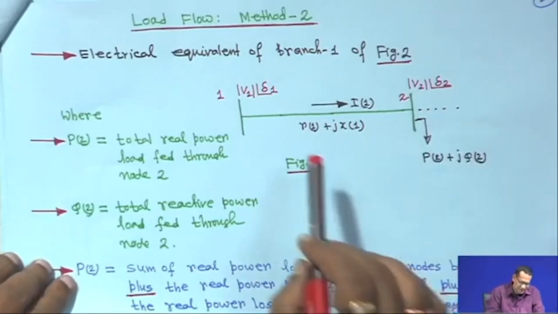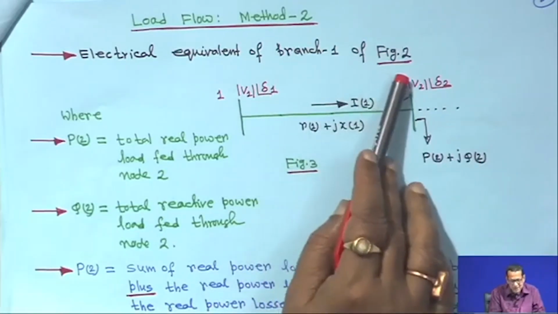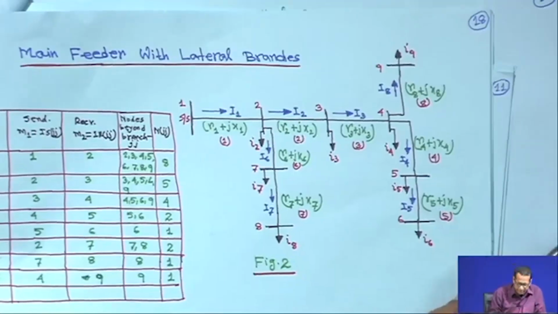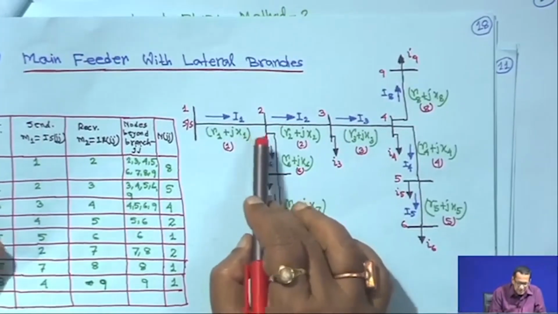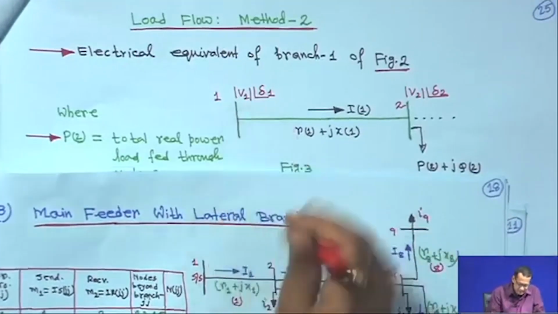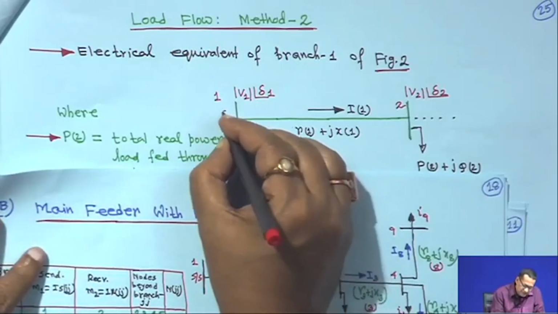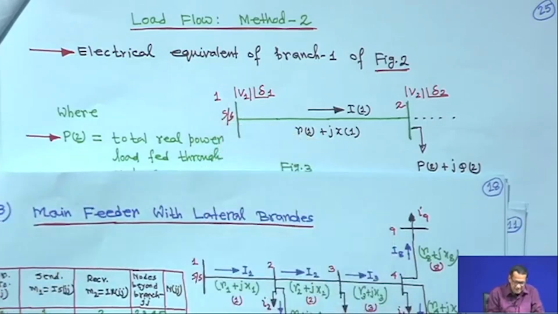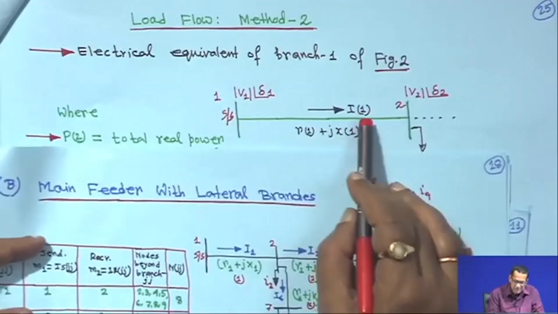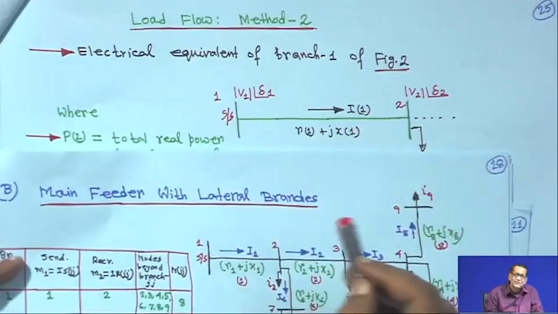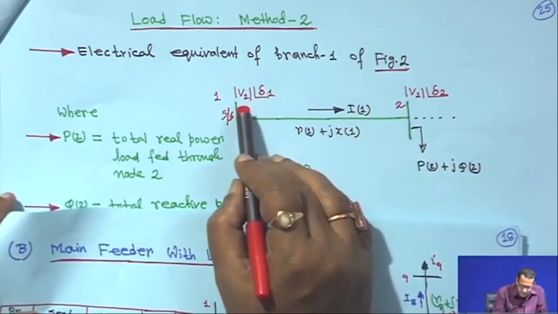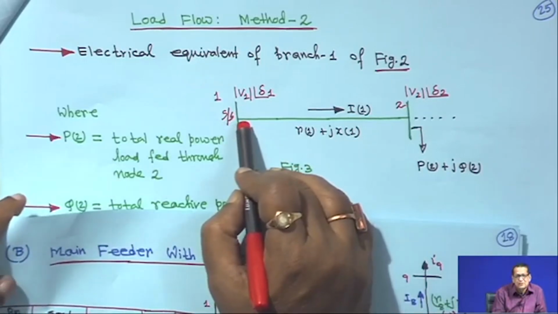Now, first you have to understand the electrical equivalent of branch 1 of figure 2. Suppose this is the figure, a radial network, and this is branch 1. This is the substation, here also the substation. The branch current I1 is flowing, so I put it in bracket, I in bracket 1, the same thing as suffix 1. This is the substation, the slack bus for distribution load flow, as we will see later.